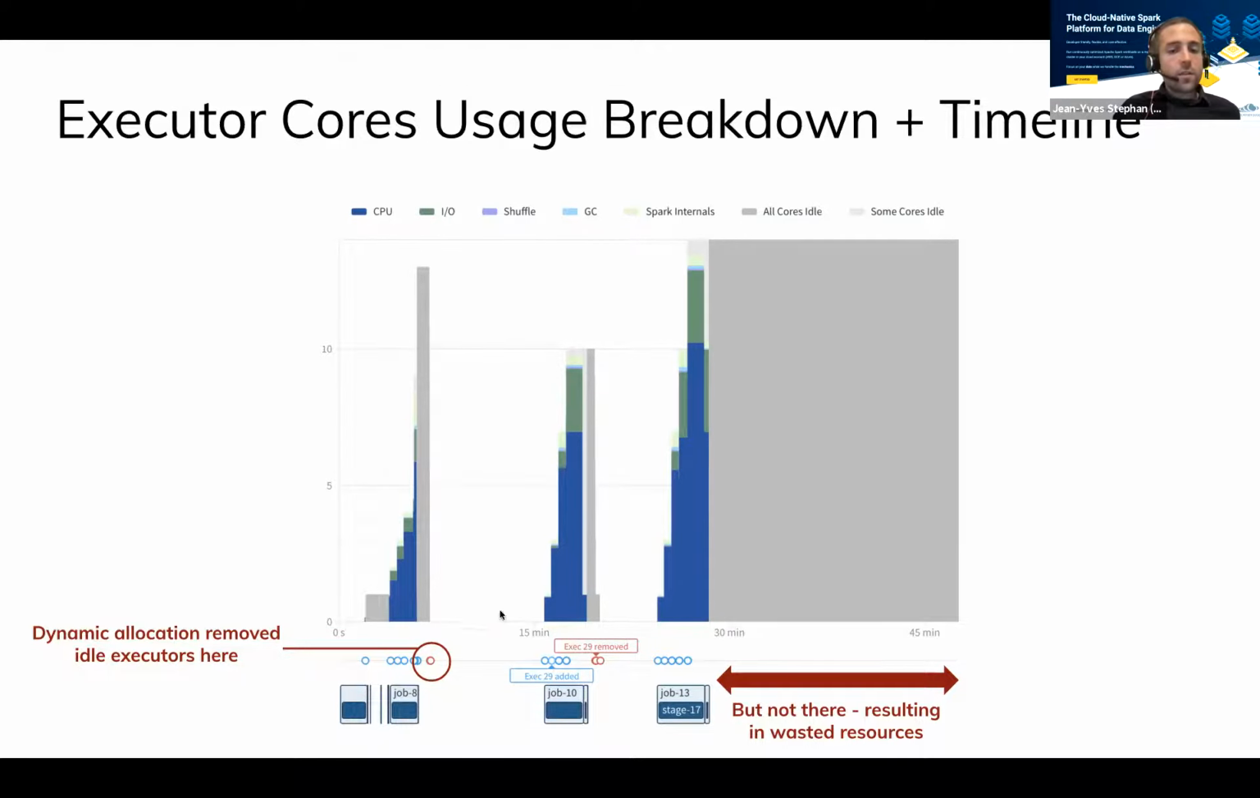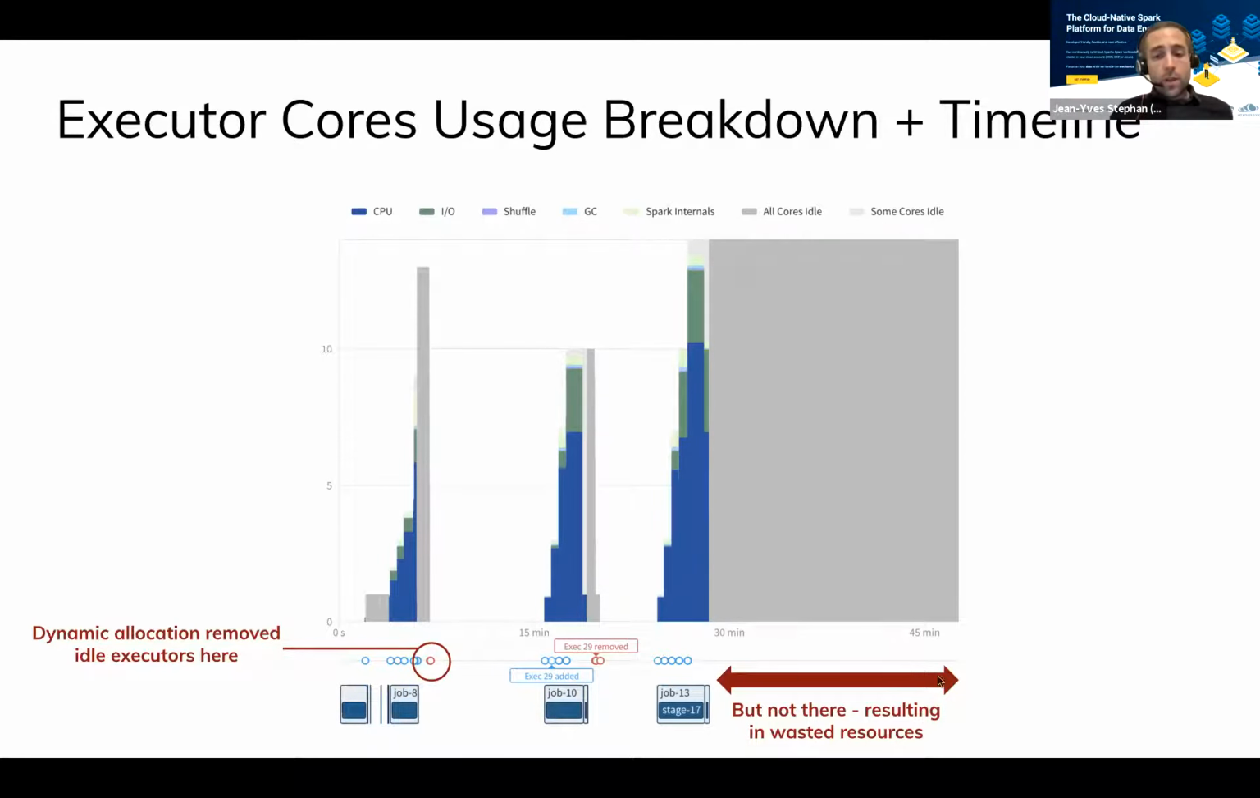Probably this application is a notebook, and it was a bit interactive and bursty. And then 15 minutes later, whoop, we scaled up, we did some work, and then we scaled down again. So here we can see that if you look at the line underneath, you can see when executors are added and removed. And so it's pretty clear that dynamic allocation did its job. And so as your application was going idle, the executors were removed.